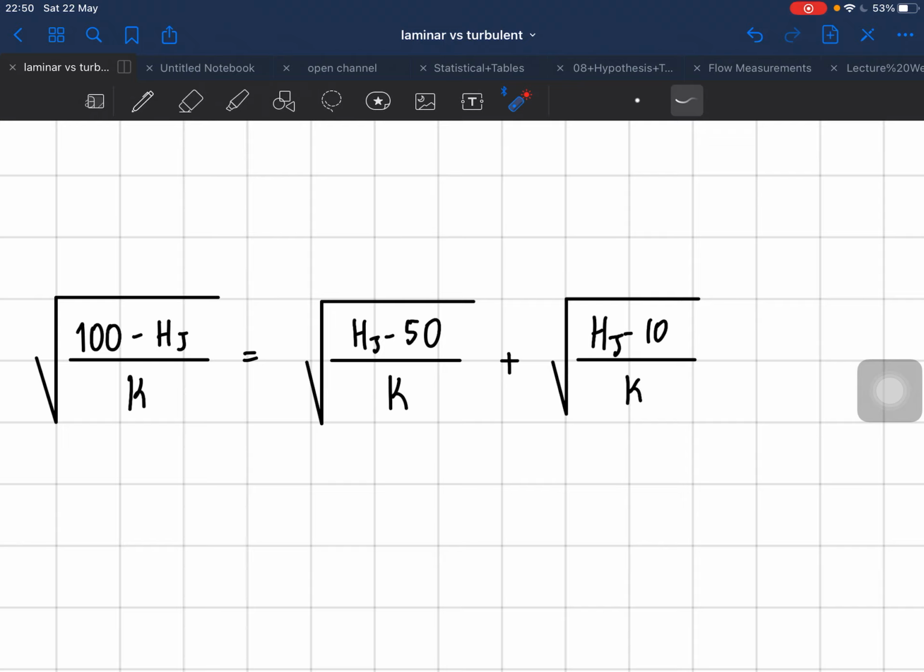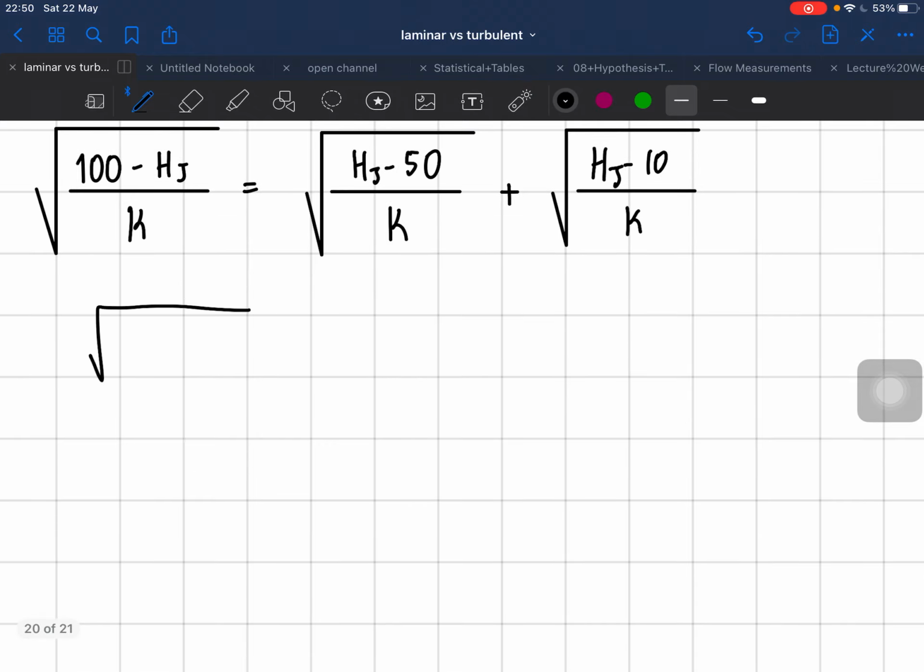Oh, I'm so smart. But the thing is that I want to know if we can cancel this out. Like A 2 plus B. Can we cancel this out? No, right? Good thing. No one is answering me. I'm sad. 100 minus HJ.